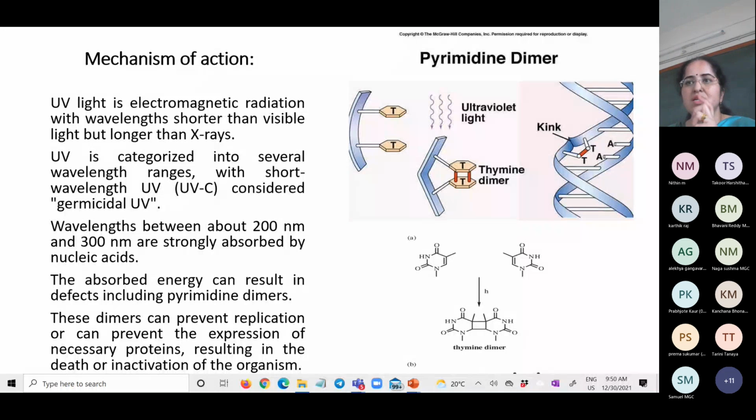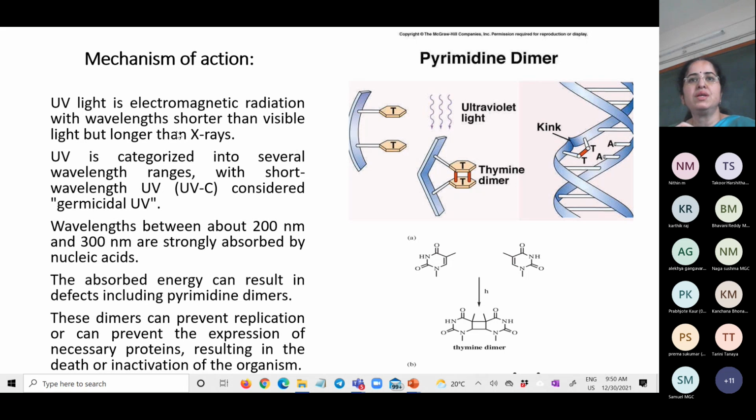Because of this disruption in the structure, all the mechanisms, all the functions which are to be done by the DNA will not be there. So no protein synthesis will be there, no replication will be there. All the processes will be stopped. So the cell will be killed. Okay, so this way this ultraviolet light will kill the microbial cell.